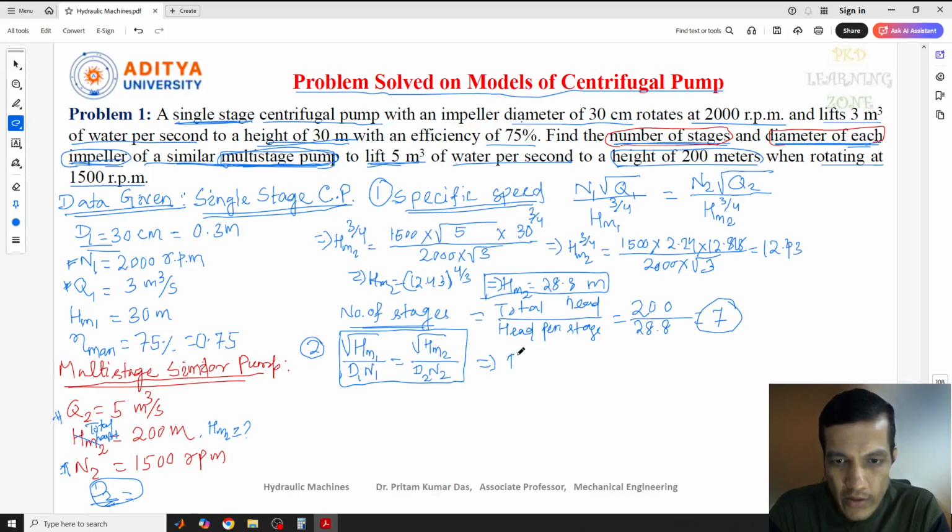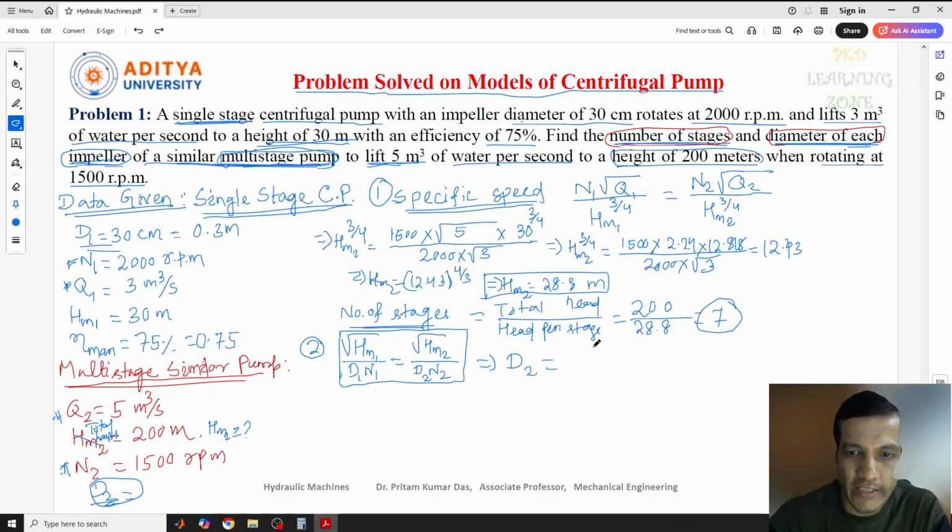So I'll write only d2 on one side, and the remaining I'll take to the other side, like root over of hm1, that is nothing but 30. So 30 root over into, n2 is there, n2 equal to 1500. So d2 I need to take to this side, so hm1 will come here, correct. Then I need to go for the reverse. What I'll do, I'll take this one, it will come down.